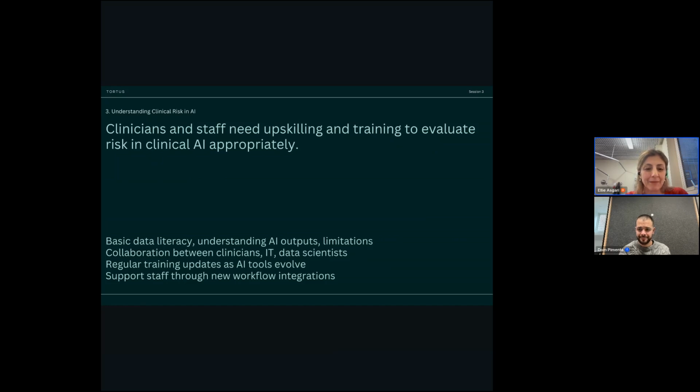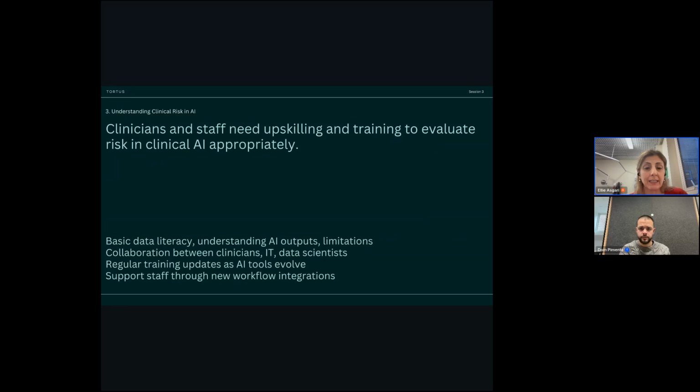But for the time being, it's really important that the clinical staff have some basic data literacy, some basic understanding of AI, how it works and its limitations, so then they know what to look out for.